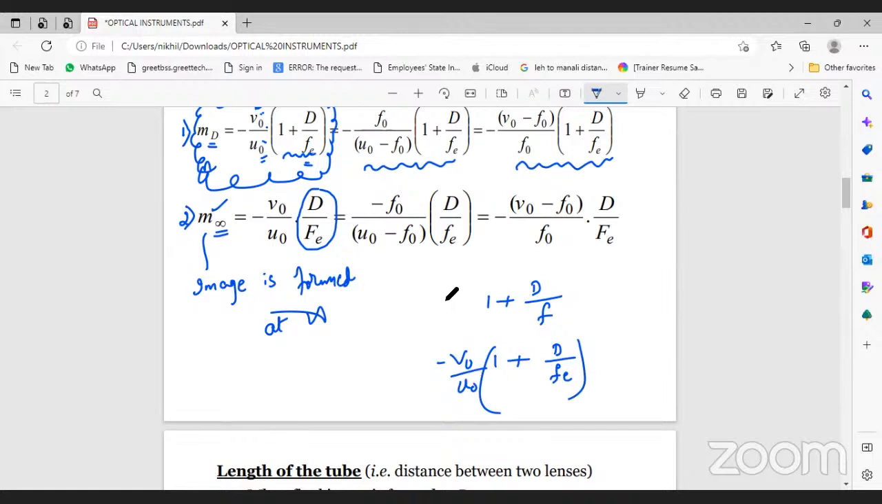These are the formulas when the image is formed at least distance. If the image is formed at infinity, you just have to eliminate that 1. Any doubt, Ajay? No, sir. Okay.